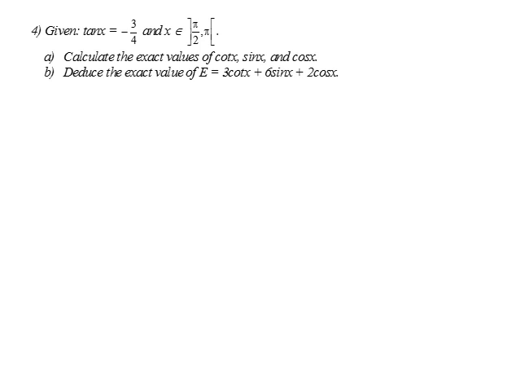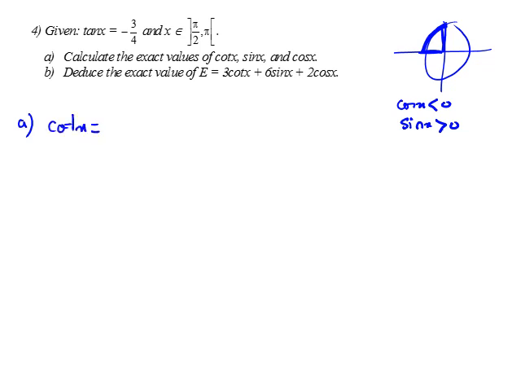Tangent x equals minus 3 over 4, and x is between pi over 2 and pi. If x is between pi over 2 and pi, then cosine is negative and sine is positive. Let's begin. Part A. Find the exact value of cotangent x. Cotangent x equals 1 over tangent x, so it's equal to minus 4 over 3.